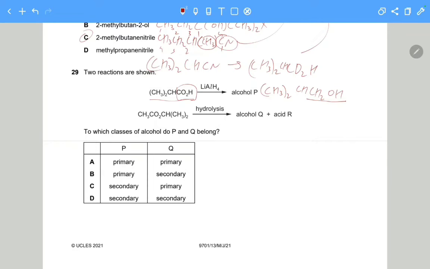Then the second reaction is CH3CO2CH(CH3) whole twice, and it's hydrolyzed into alcohol Q and acid R.